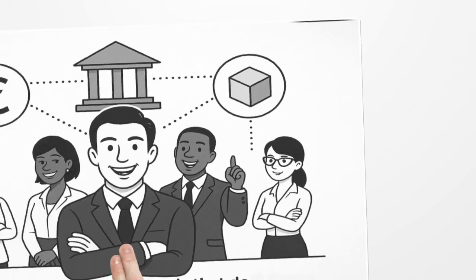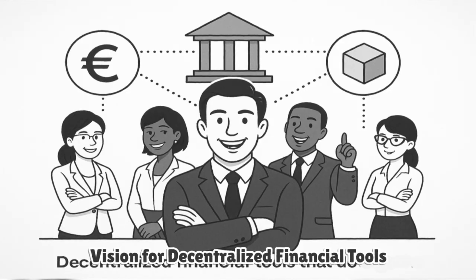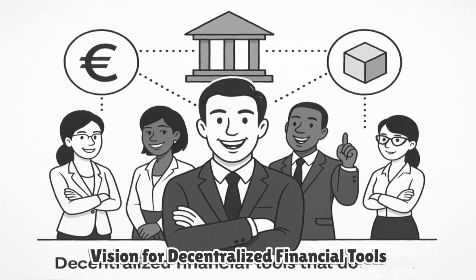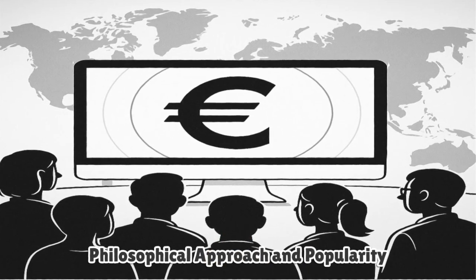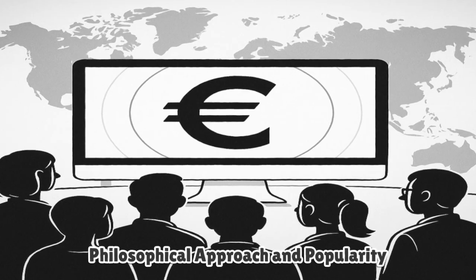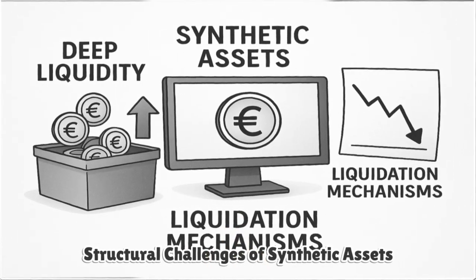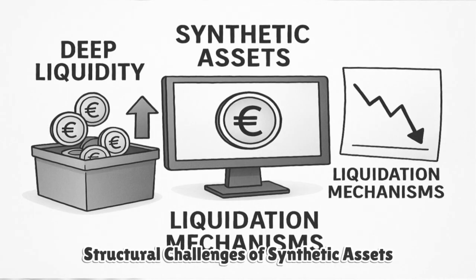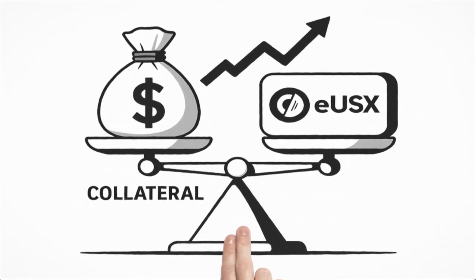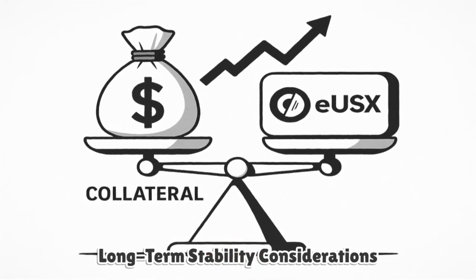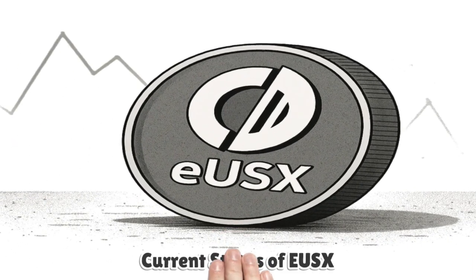The Solstice team presents the project as part of a broader vision to create decentralized financial tools that do not depend on fiat banking systems or centralized issuers. This philosophical approach has grown in popularity among users who want currency exposure without the custodial risks associated with centralized stablecoins. However, synthetic assets face their own structural challenges, including the need for deep liquidity, reliable collateral pricing, and well-tested liquidation mechanisms. The long-term stability of eUSX will depend on the system's ability to maintain adequate collateral buffers through market cycles.